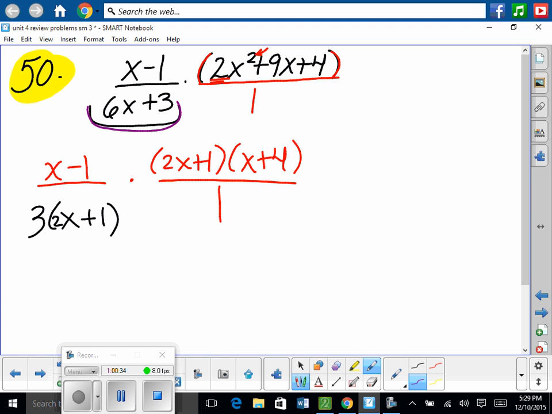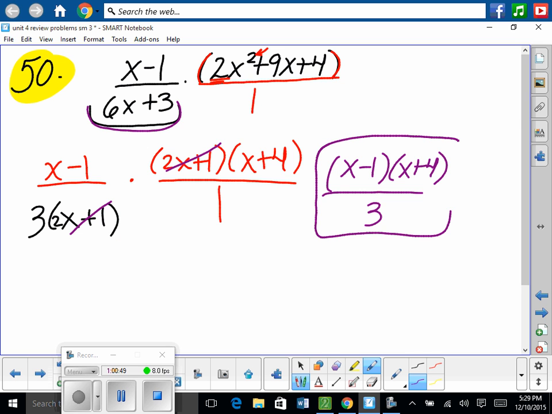Okay, so now I'll divide out exact factors. On top, on bottom, so they can divide out. And so we have an x minus 1 left on top, an x plus 4 left on top, and on bottom we have just a 3 times 1, which is 3. So this is our final answer.